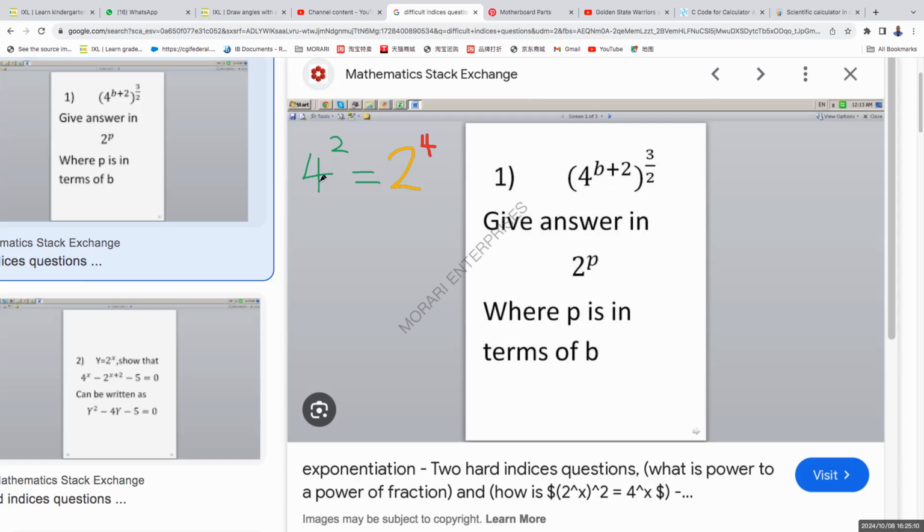Now, do you understand why 4 to the power 2 is 2 to the power 4? 4 to the power 2 means what? 4 times 4. Each of the 4 is what? 2 times 2. This 4 is 2 times 2, and the other 4 is also 2 times 2. So how many 2's are repeating now? So which is 2 to the power what? Do you understand now?